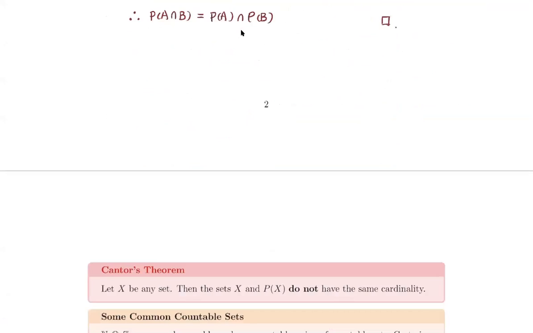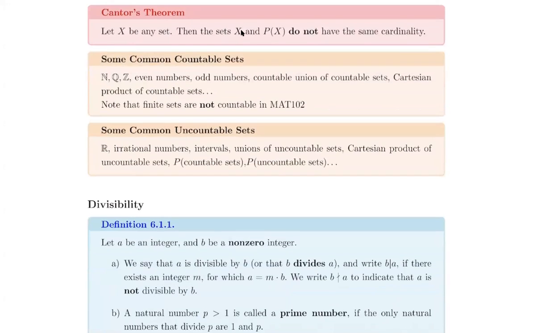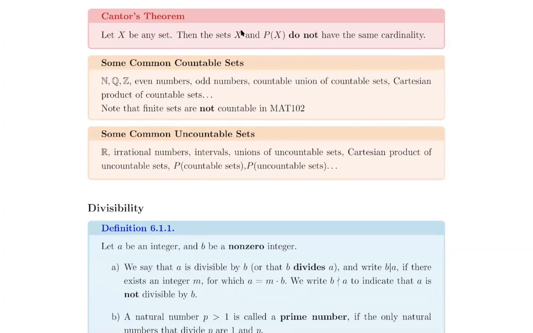So if no question, I want to talk about Cantor's theorem, which I actually mentioned already. Cantor's theorem is just saying that the set X and its power set, they don't have the same cardinality. In fact, the cardinality of the power set of X is strictly greater than the cardinality of X. Okay.